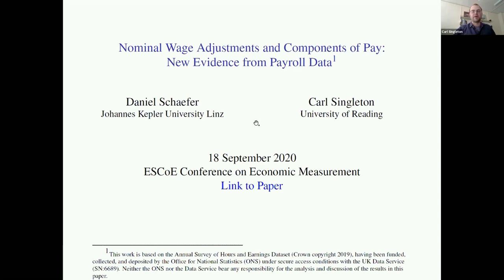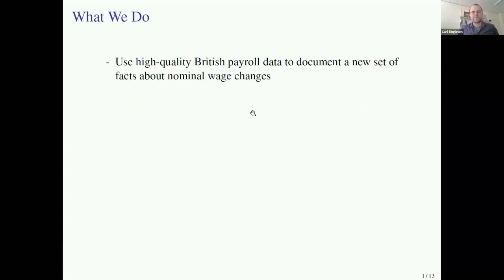So this paper is about nominal wage adjustments. It's going to be addressing the classic question of are wages downward rigid, and it's going to be using payroll data. Okay, so what do we do in this paper? As I said, we're going to use very high quality British payroll data to document a new set of facts, we think, about nominal wage changes. We think it's very high quality, certainly, and it has certain features which make it very attractive, even compared to other administrative data sets around the world.